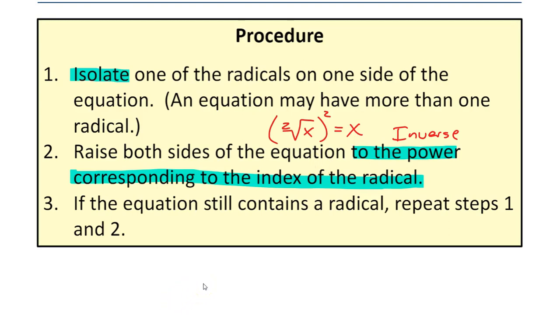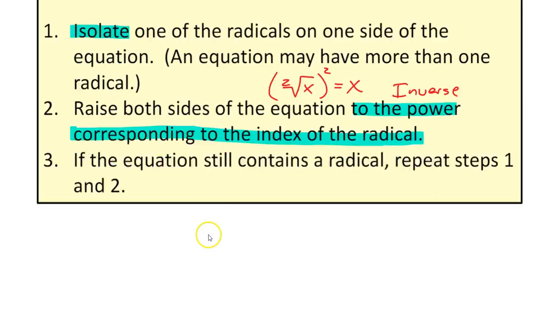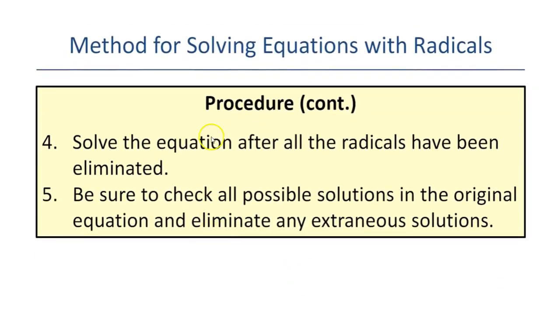If the equation still contains a radical, complete steps 1 and 2 again. That's literally how this is going to continue on. Solve the equation after the radicals have been eliminated. That's literally solving for the variable, and then be sure to check all possible solutions. This right here is very important.